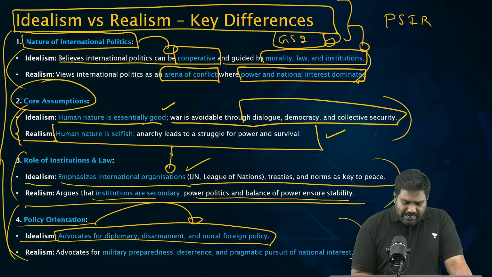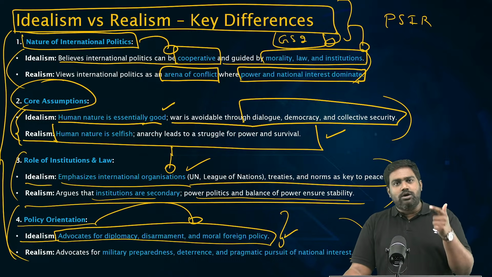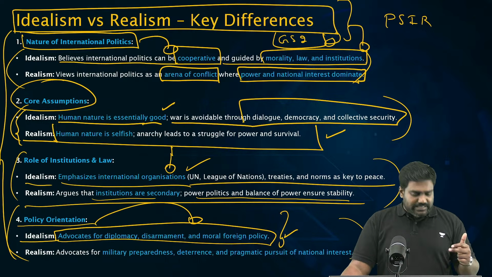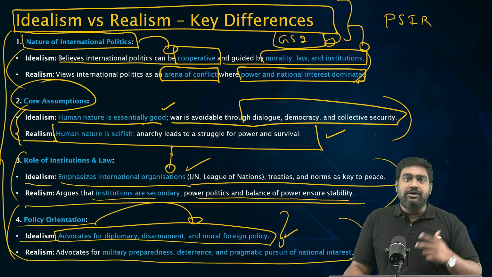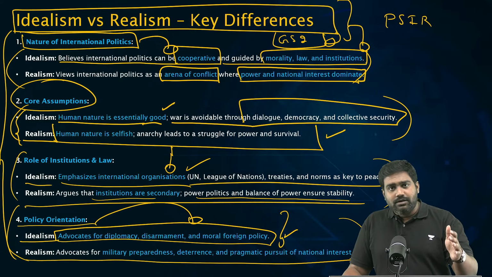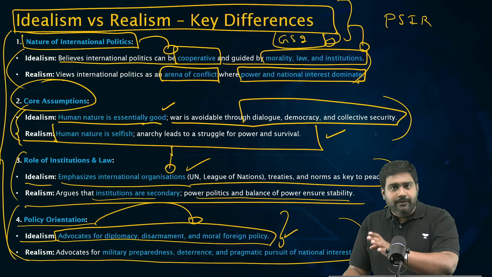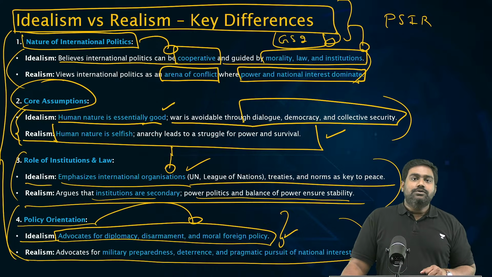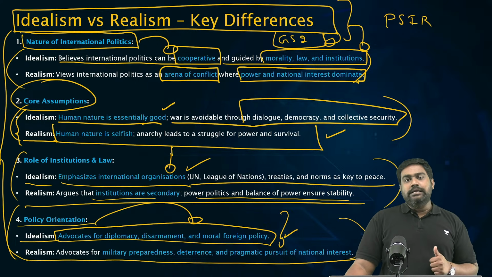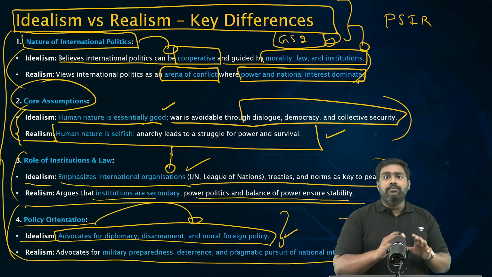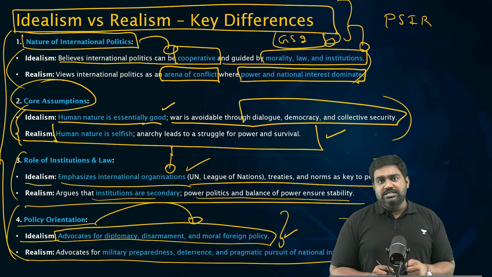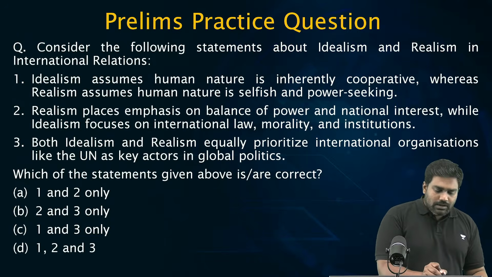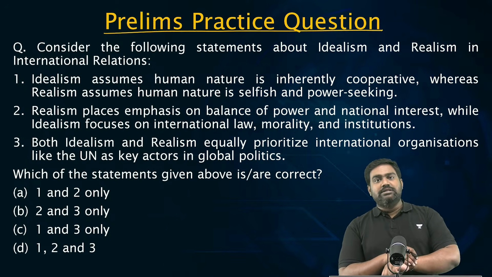In idealism, the advocacy is for peace, dialogue, negotiations, whereas in realism, the focus is on military preparedness, military aggression, diplomatic pressure tactics, economic sanctions. These are the tools you see in realism. These are some fundamental differences that you can bring out and explain if there is a question on this particular topic. Now, you tell me what you think about this in the comments.